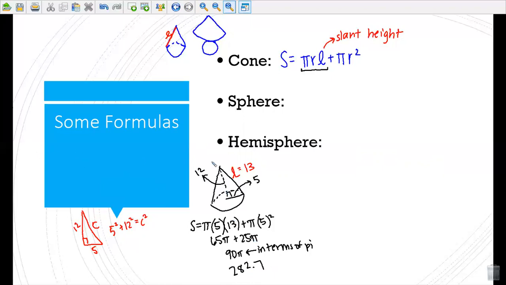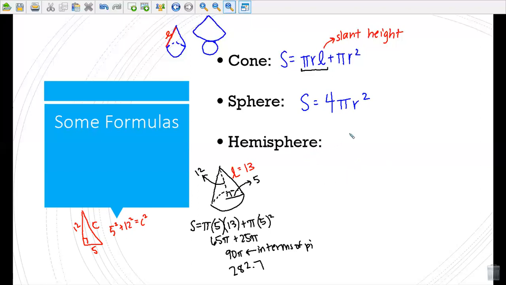All right, back to our formulas. So for a sphere, the formula that you just got to memorize, kind of random, comes out of nowhere, is 4 pi r squared. The surface area of a sphere is 4 times the area of that great circle. So 4 pi r squared.